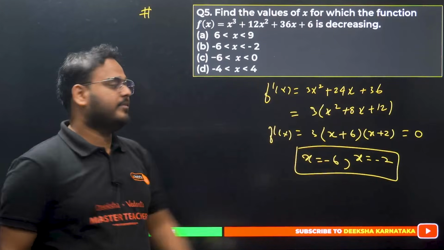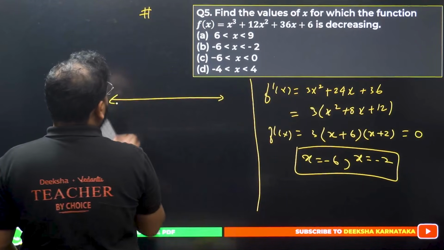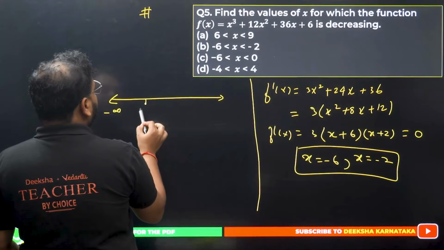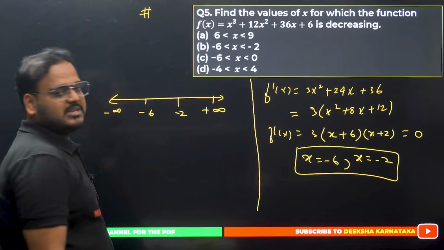Step number 3, the wavy curve approach. Draw it. Step number 3 is drawing the number line. This is negative infinity. Minus 6 will come over here. Minus 2 will come over here. This is plus infinity. That's my number line.